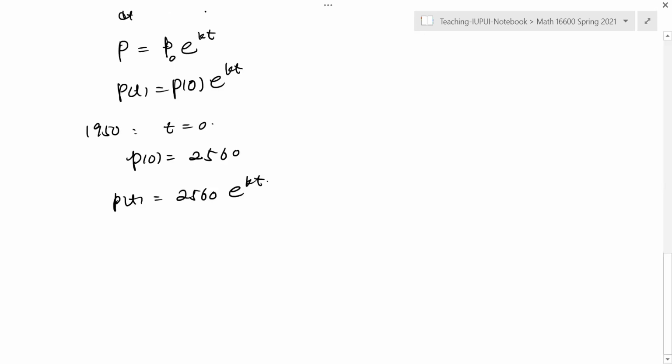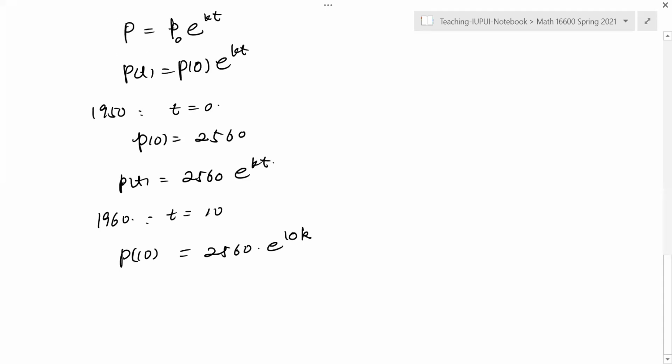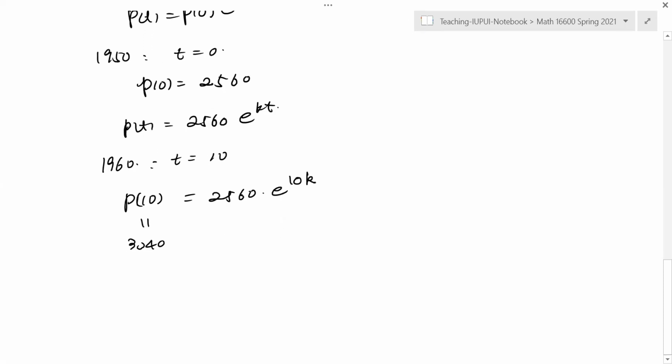And then, let's try this. What do we have to do? In order to predict the population in the future, we have to determine the constant k. So we need another data point. In 1960, t is going to be 10. So P of 10 equals 2,560 times e to the 10k, and we know this value is going to be 3,040. Now you get an equation that only involves k.